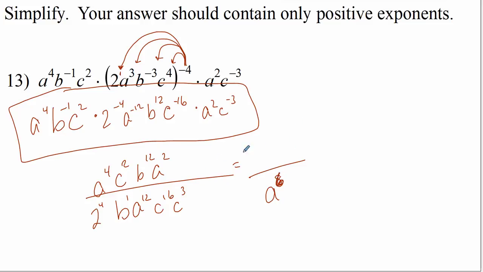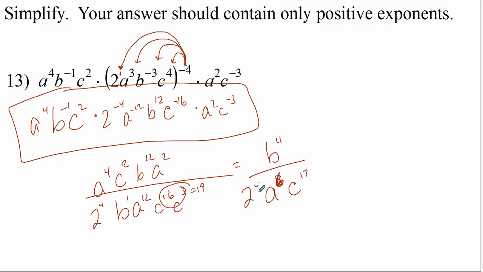It's going to make it a 6. Then let's look at our b's. I have a 12 on top and a 1 on the bottom, so that means I have 11 on top because 12 minus 1 is 11. And then I have C's. How many do I have on the bottom? That's actually 19. And I have 2 on top, so that's actually 17 left on the bottom.